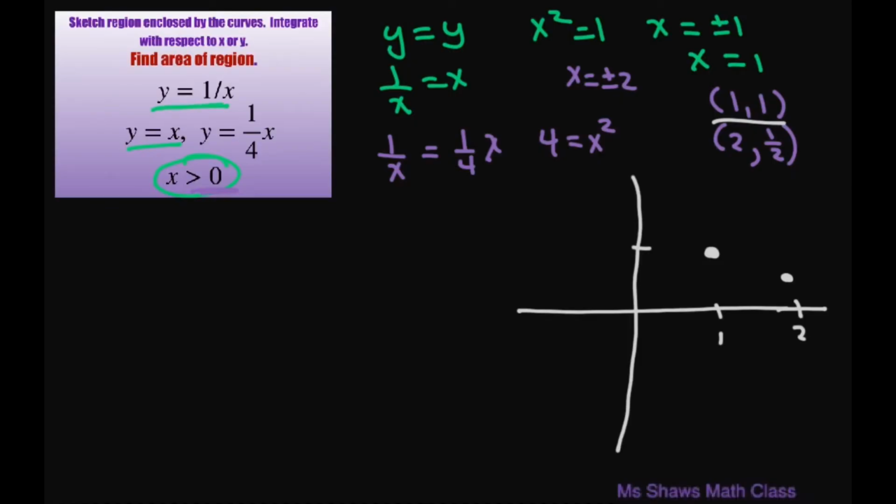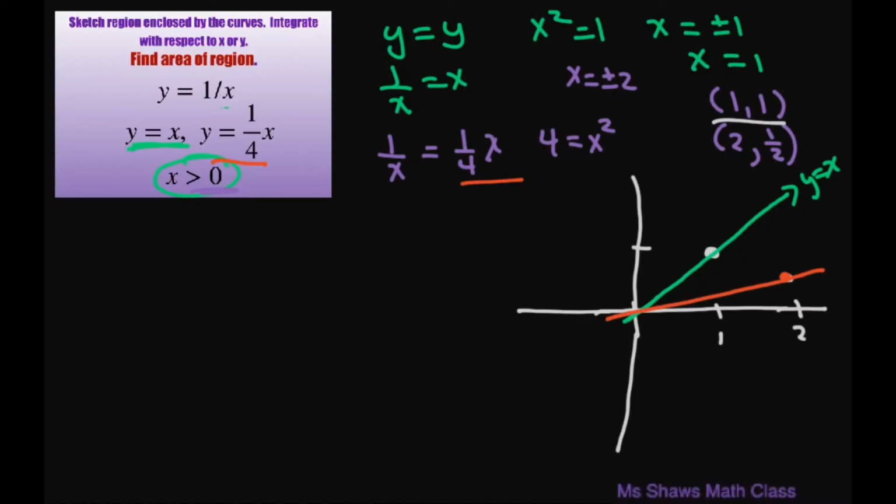So I'll use green for this one first. So y equals x. So that's just going to look like this. Remember, we want x to be positive. So we're only looking at this first quadrant here. So I'm just going to start right about here. And there is y equals x. All right, and then y equals 1/4 x. That's the second one we did, and that one's going to go this way.